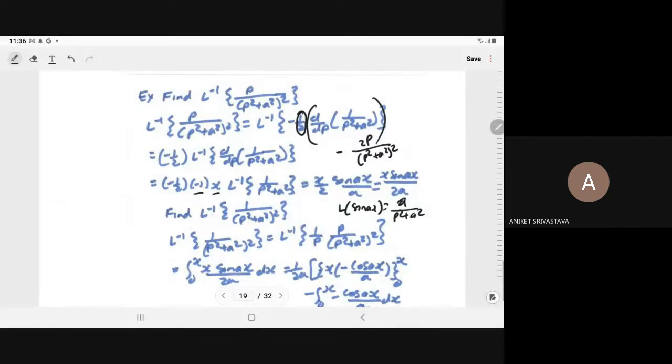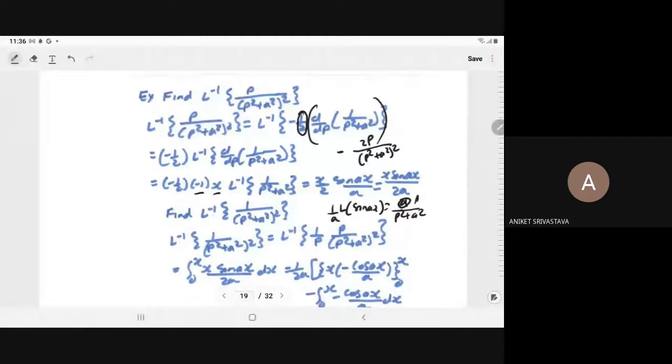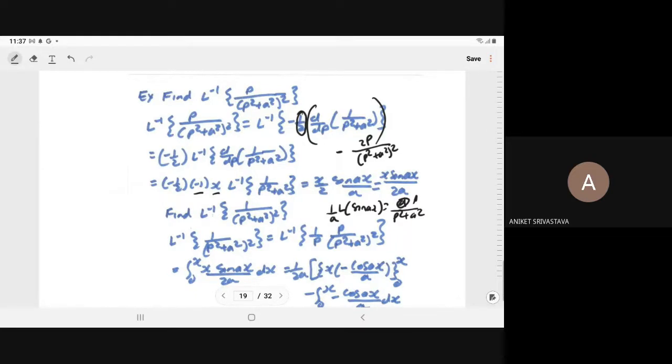So this a can be written here. So 1 upon a, L of sin ax is equal to 1 upon p square plus a square. So that is written here. So it will become x by 2, right? This will give you x by 2 and sin ax upon a. L of sin ax upon a is equal to 1 upon p square plus a square. So that is x sin ax upon 2a.